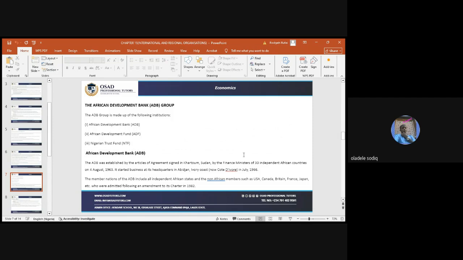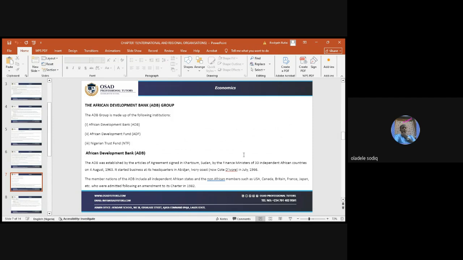So let's pick it one after the other. The first one is what? African Development Bank, ADB. The ADB was established by the Articles of Agreement, signed in Khartoum, Sudan. So from the word African, it means it's an African organization, and it was signed in Khartoum, Sudan.